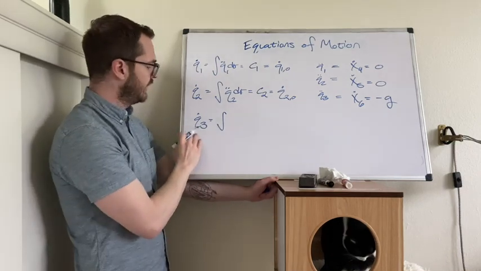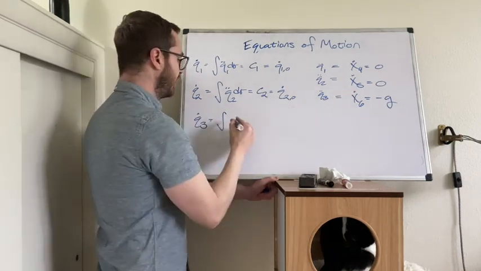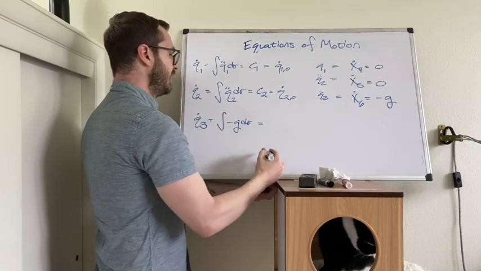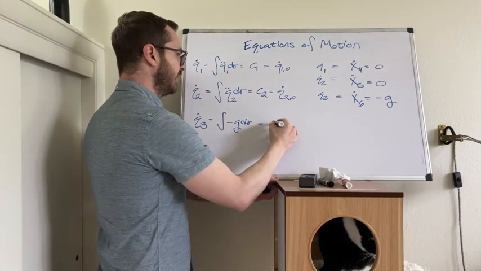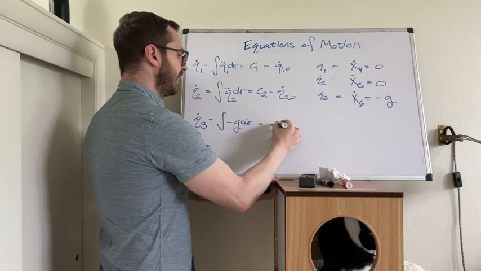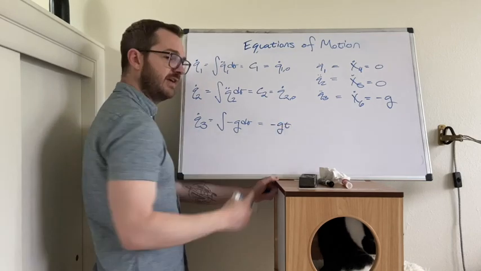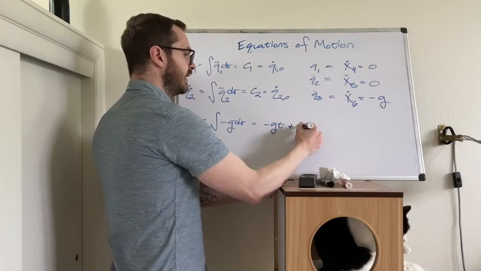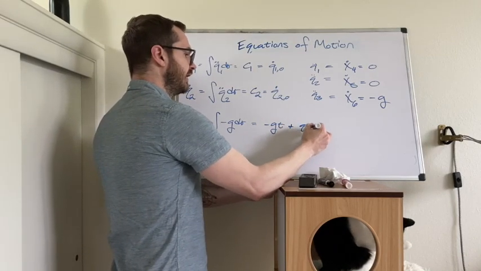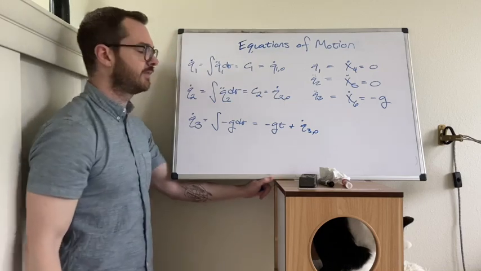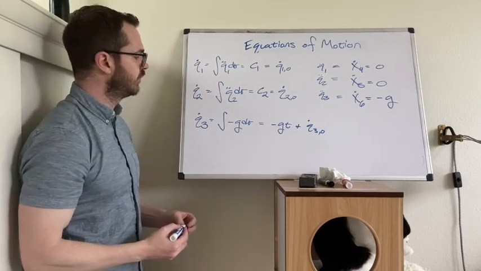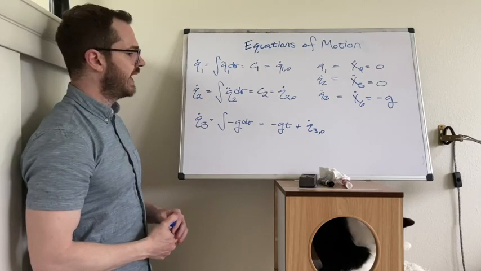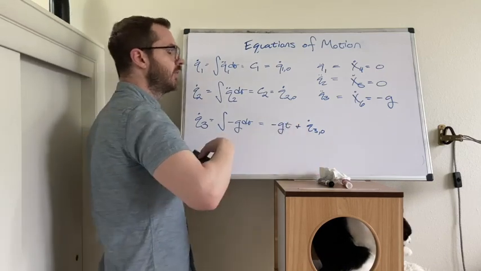What happens with Q3 dots? Well, we want to integrate these, so I'm just going to bring negative g over negative g dt, and what we will get is negative g times t, and then plus that integration constant, Q3 naught dot. Okay, we can do this. This isn't too bad. What happens when we integrate these again?